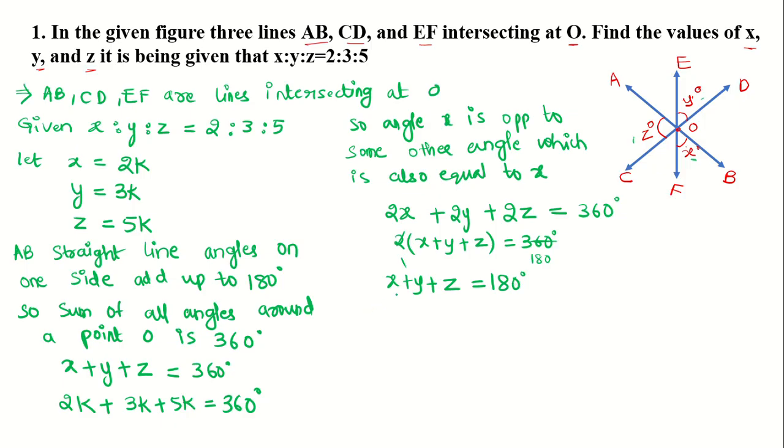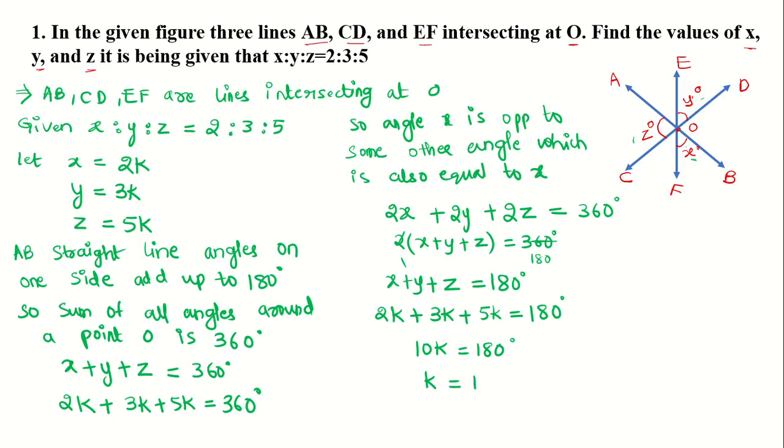Now we have values of x, y and z, right? Substitute those values in this equation. That is x is 2k plus, what is y? We have it as 3k plus, what is z? It is 5k, which is equal to 180 degrees. Now simplify this equation. 2k plus 3k plus 5k is how much? It is 10k, which is equal to 180 degrees.